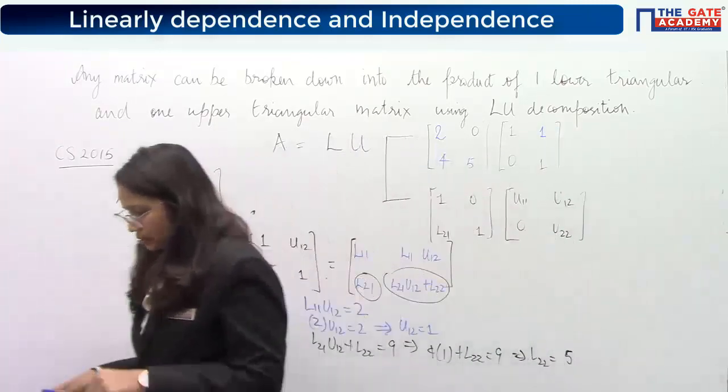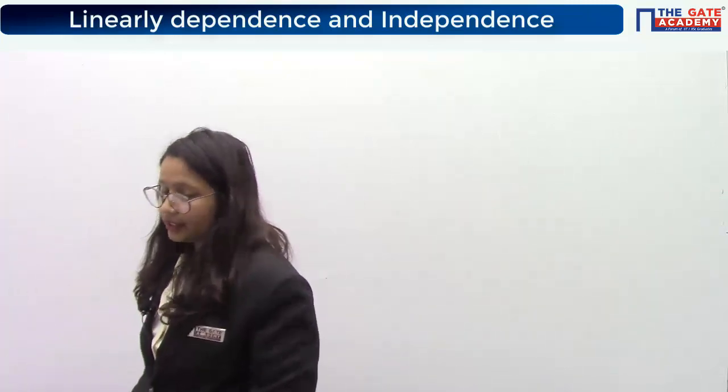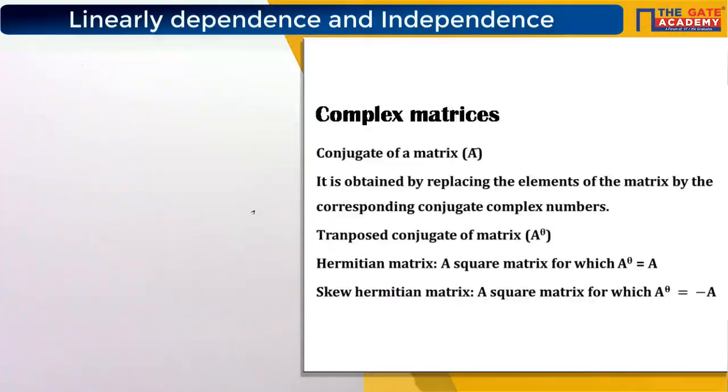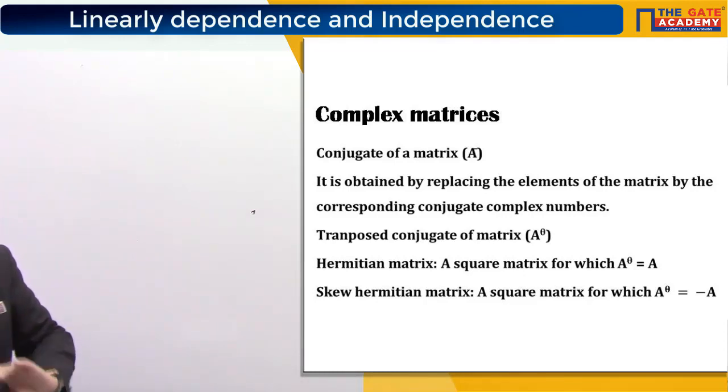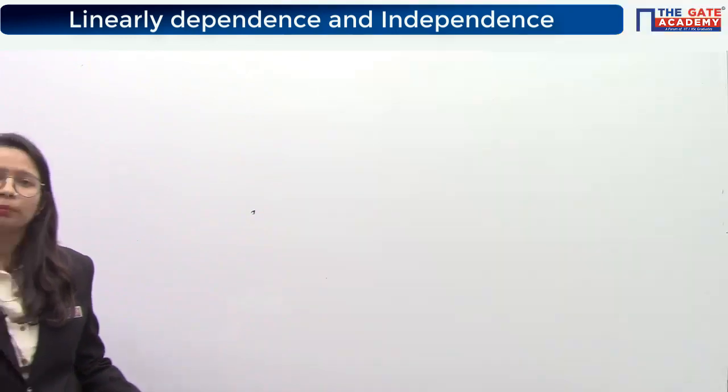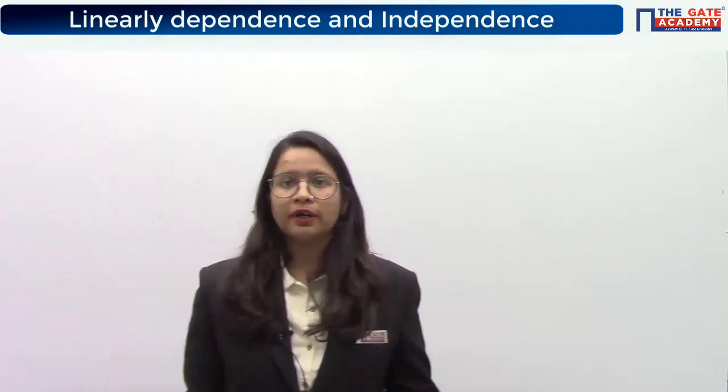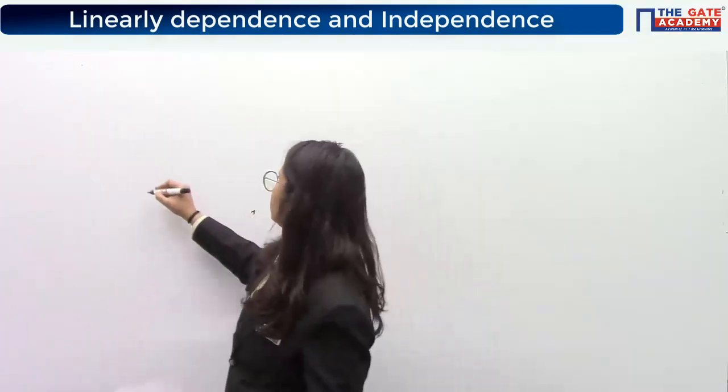Any doubt in this? Absolutely correct. If the elements of a matrix consist of complex numbers, then that matrix is known as a complex matrix. Okay, it is as easy as that. If there are some complex numbers in the matrix, then the matrix is said to be a complex matrix. Now in complex matrices, there are some special types of matrix.